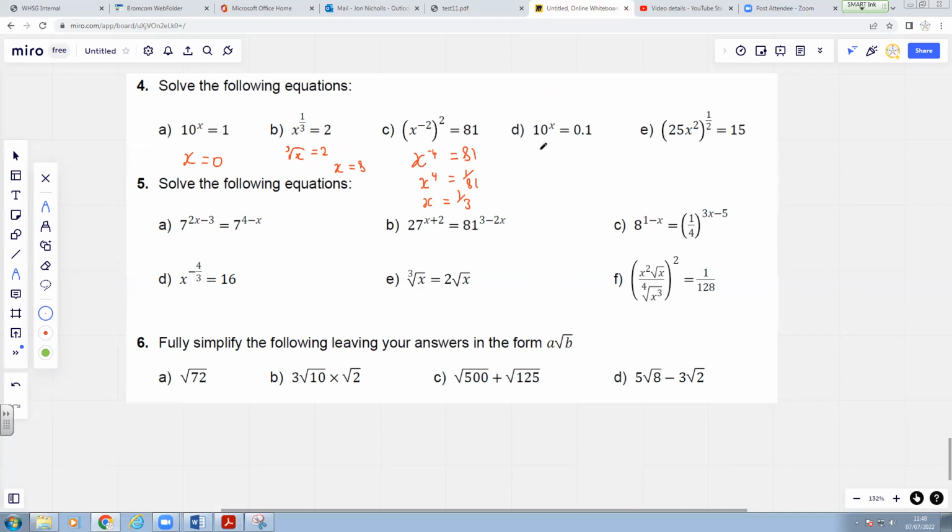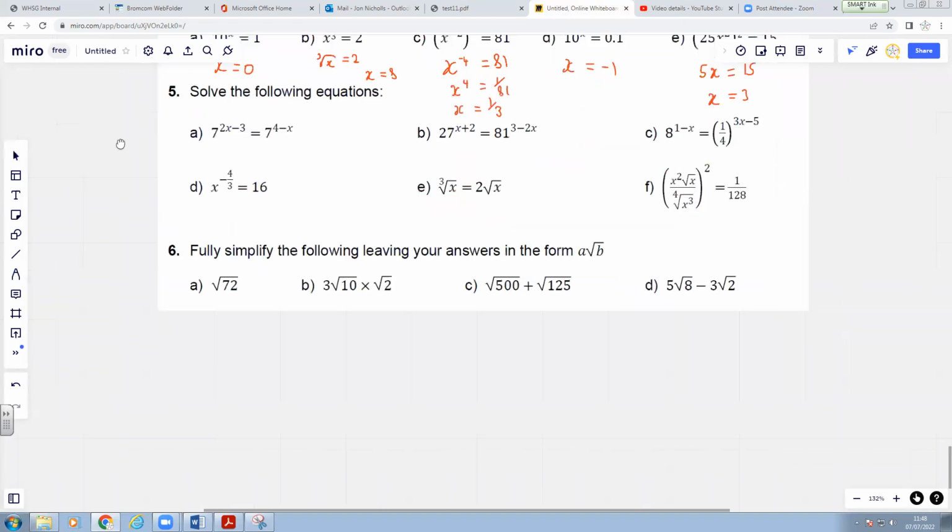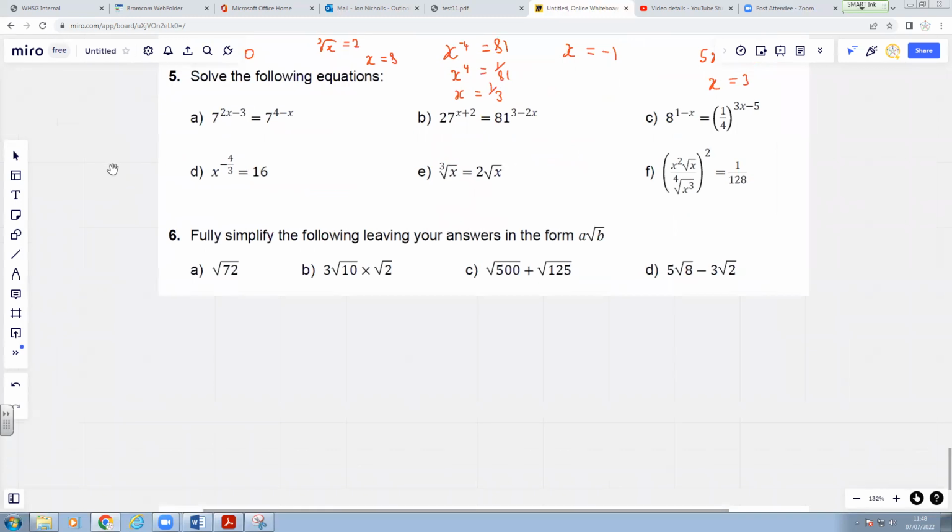Does that make sense? Here, by sight, x to the minus 1 will work, because that's 1/10. And here, well, the square root of 25 is 5. The square root of x squared is x. So 5x equals 15. And so x is 3. Okay, right. On to number 5. We're burning through this. This is good.